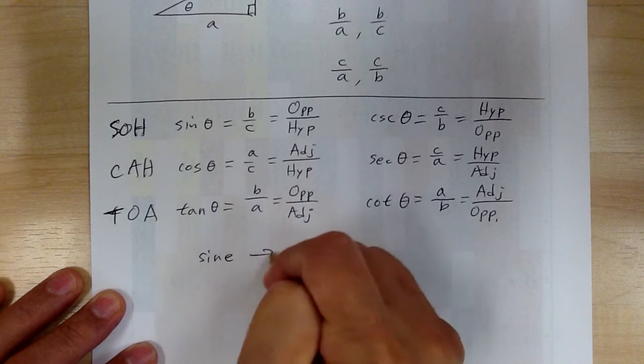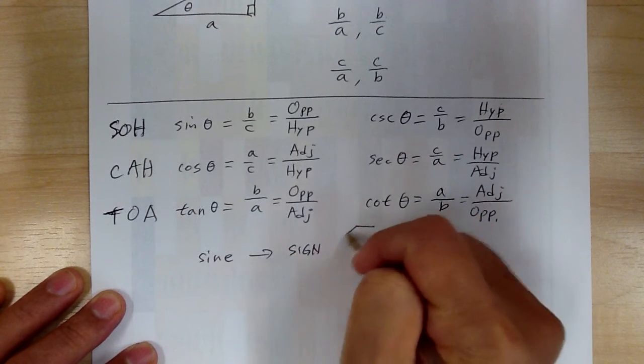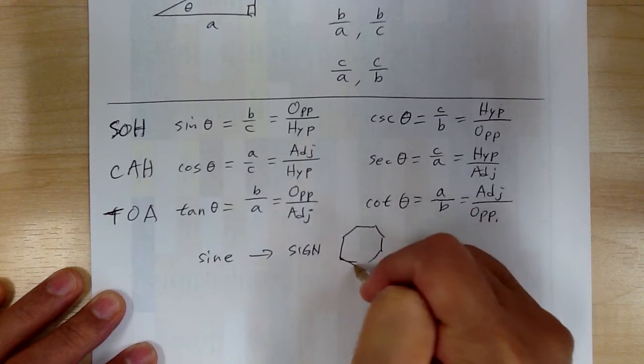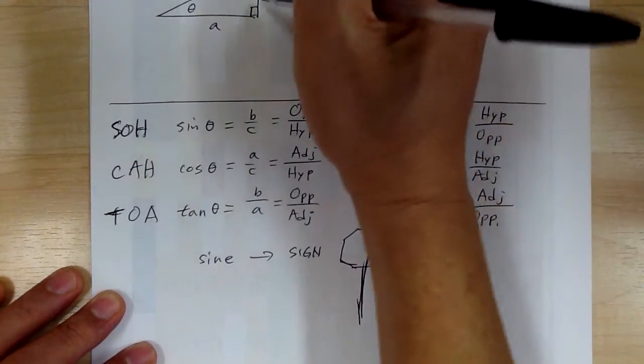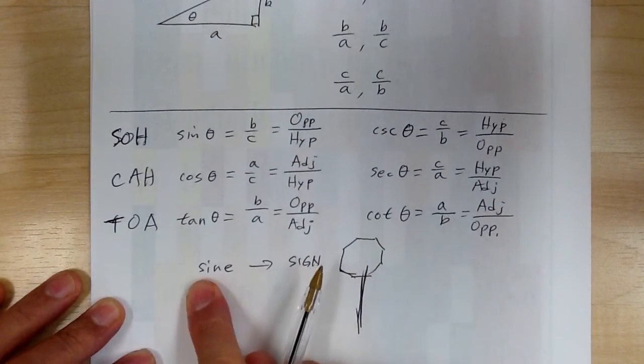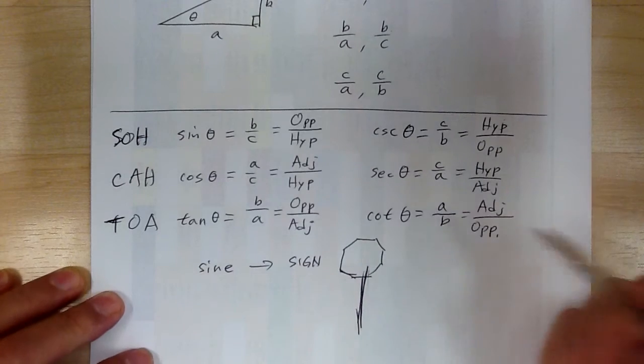Okay. I think of the sine, S-I-N-E sign. So I think about like a stop sign. Okay. So a stop sign is vertical, right? Up and down. So that's how I remember that sine is up and down. It's vertical over hypotenuse.